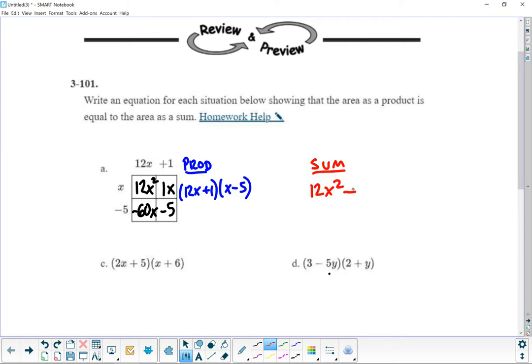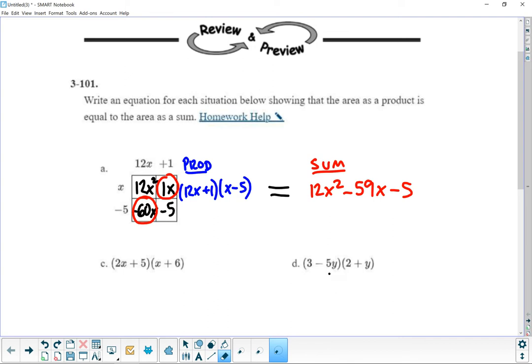12x squared plus, right? And then we notice that we have a 1x and we have a -60x, and we can combine those because they're both x's and they're both like terms. So in this case, -60 and a +1 will make a -59, and those are both x's, and then just -5. So we have a product which is equal to the sum. That's the first one, or A.